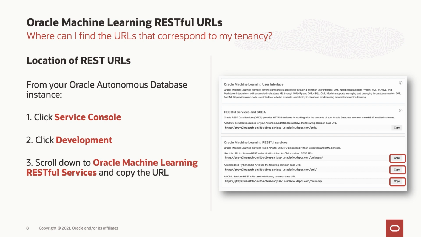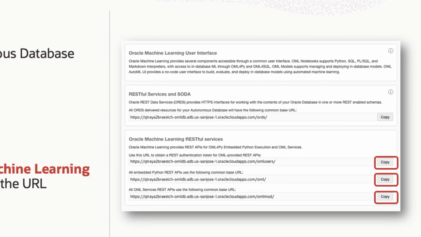So where can I find the URLs that correspond to my tenancy? The updated REST URLs for your specific tenancy will be available in the development area of your Autonomous Database Service Console. From the Service Console, you'll select Development, and then go down to Oracle Machine Learning RESTful Services. This is the same area where you'll access OML Notebooks, Oracle Database Actions, and the URLs for Oracle REST Data Services, or ORDS. And you can copy the URLs from here.